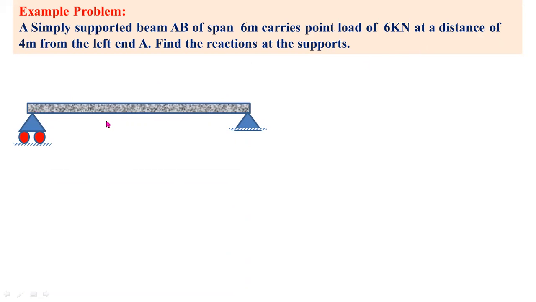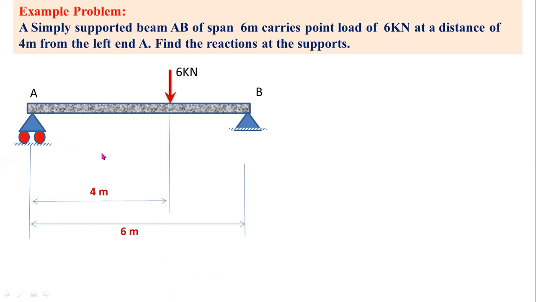Now let's consider a point load, 6 kilonewtons, at a distance of 4 meters from the left support. Here 6 meters is the total length of the beam. This point load is acting at a distance of 4 meters from the left end.